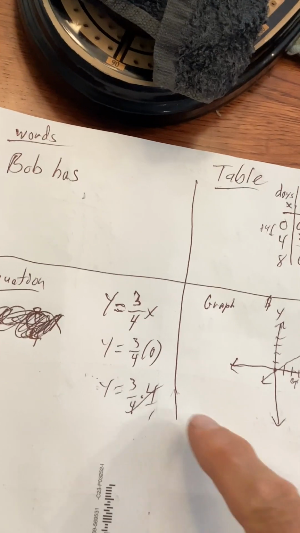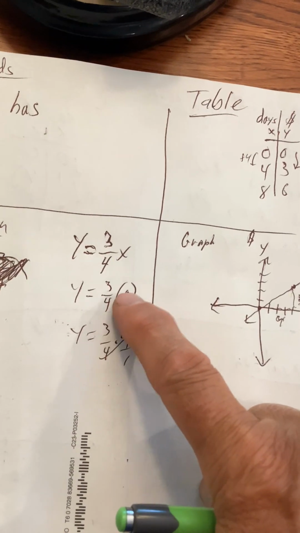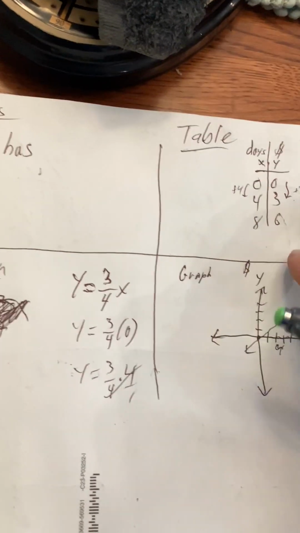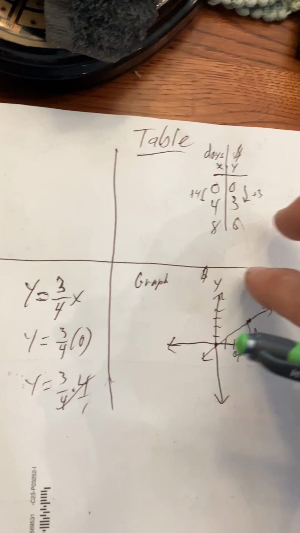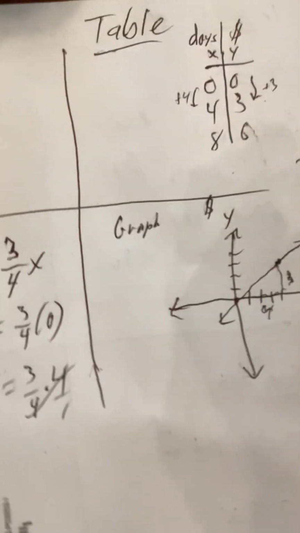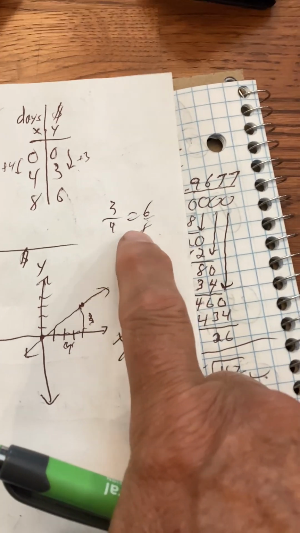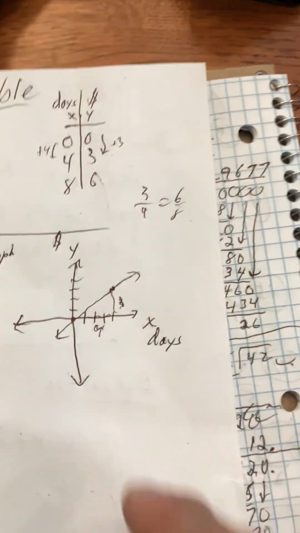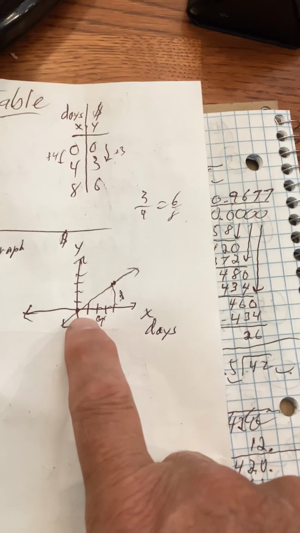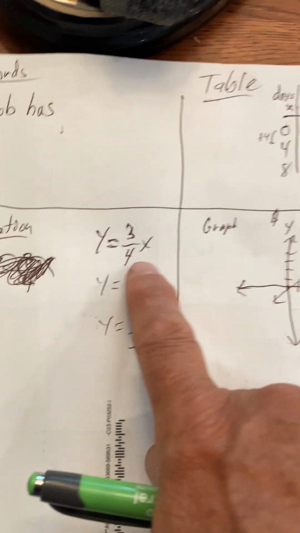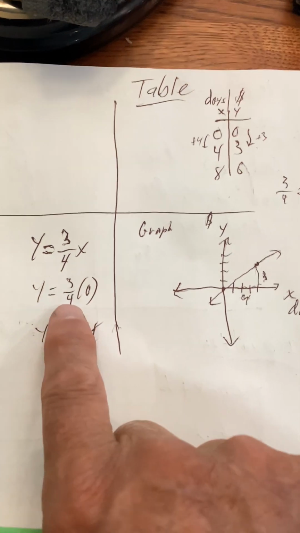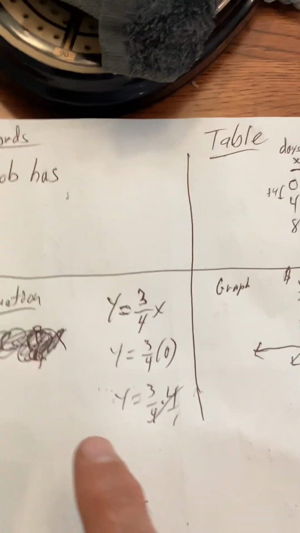After 8 days, if I plug in 8, isn't 8 divided by 4 2? 2 times 3 is 6. This is times 2, times 2. Doesn't 3/4 equal 6/8? And that's what a proportion is. Proportions are when one fraction equals another fraction. Those are equivalent fractions. And proportions are lines that go through the origin. As an equation, y over x is going to be your coefficient, y equals 3/4 x.